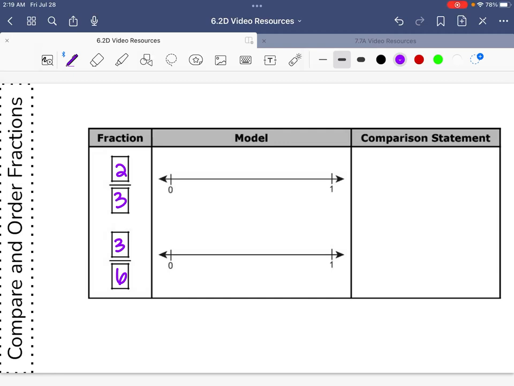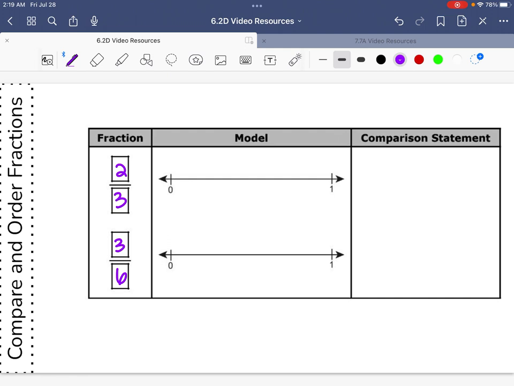Hey guys, today we're going to be comparing and ordering fractions, and primarily fractions that have uncommon denominators. We're going to be looking at three different models of ways of comparing. The first model that we're going to look at is a number line.